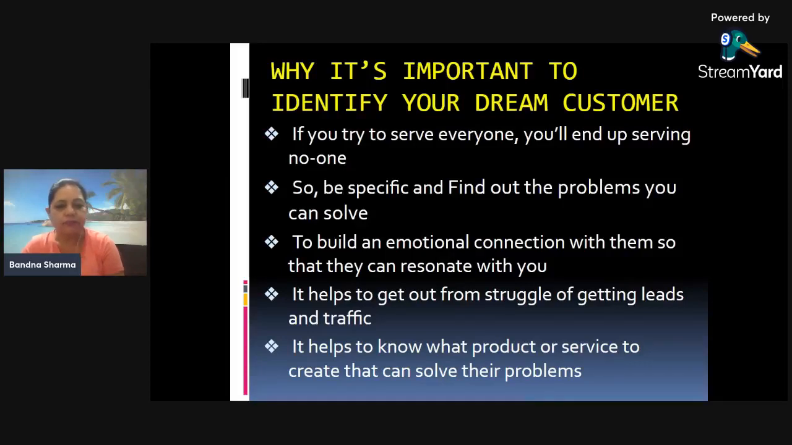And next thing is that it also helps to know what product or service to create that can solve their problem, right? If you identify your dream customer and if you identify their problem, then it will be easy for you to create something for them so that you can solve their problem. So it will help you to create a product or a service to help them, right? So that's why it's very important to identify your dream customer.